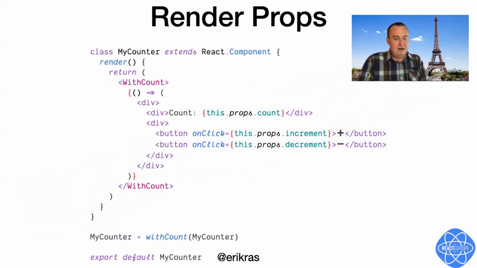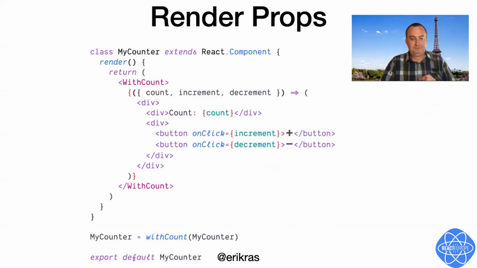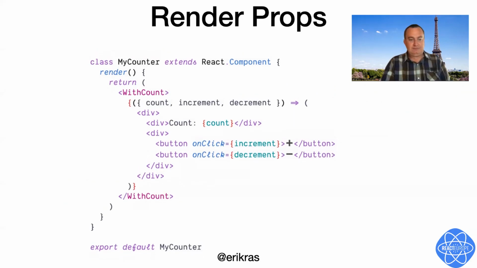So, where was I? So rather than get our count and increment and decrement from this.props, they're going to be passed into our function up here. And the final step is just to remove our HOC decoration, and we're done. Now we have a component that will give us this count state management wherever we need it.